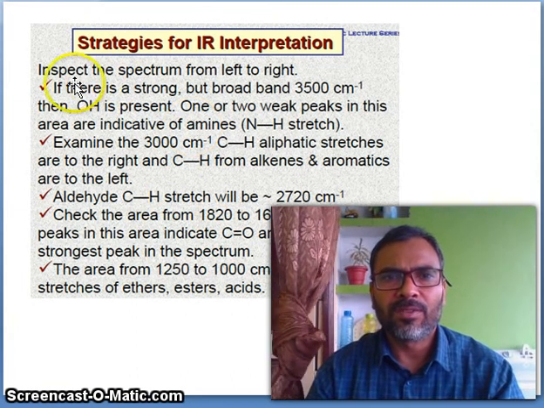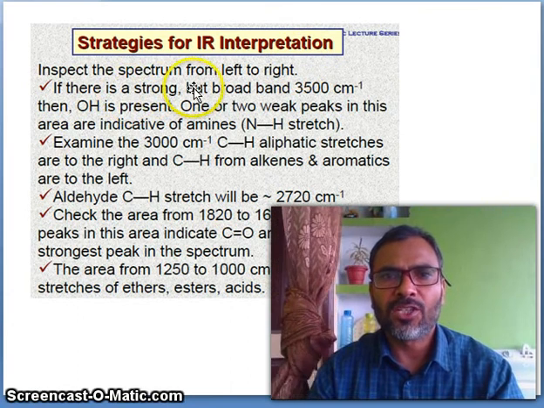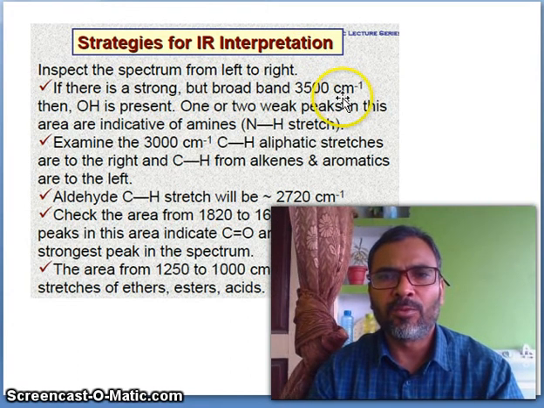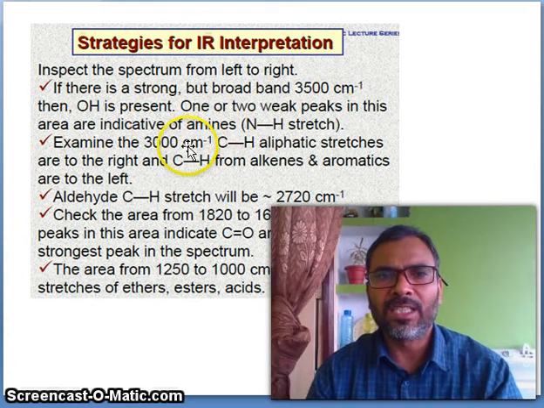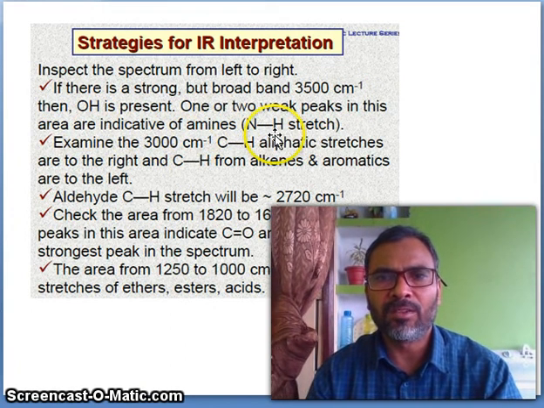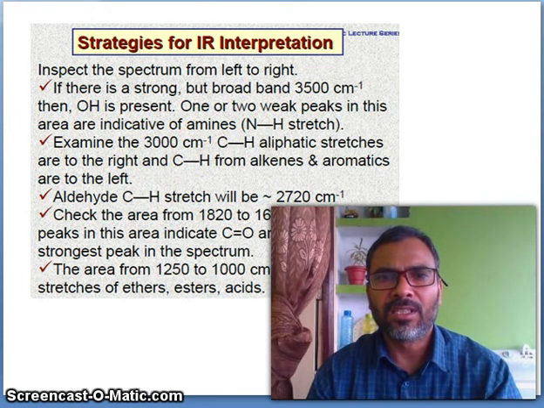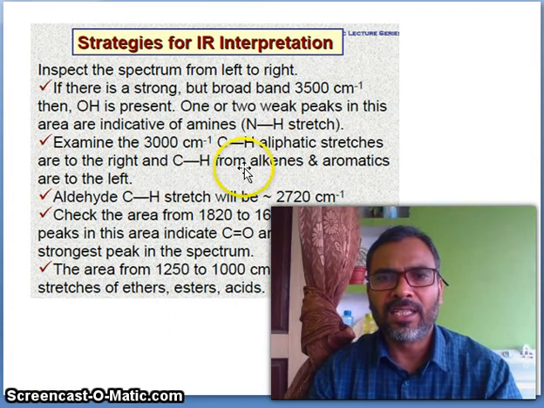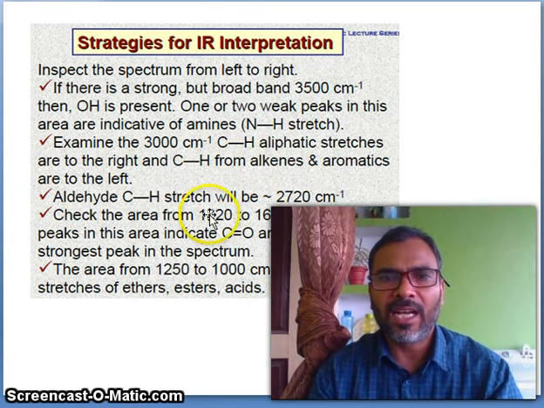Inspect the spectrum from left to right. If there is a strong but broad band at 3500 reciprocal centimeter, then OH is present. One or two weak peaks in this area are indicative of amine NH stretch. Examine 3000 reciprocal centimeter: CH aliphatic stretches are to the right, and CH from alkene and aromatic are to the left. Aldehyde CH stretch will be at 2720 reciprocal centimeter.